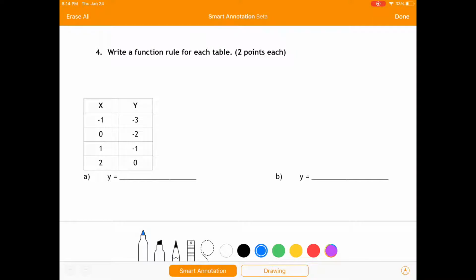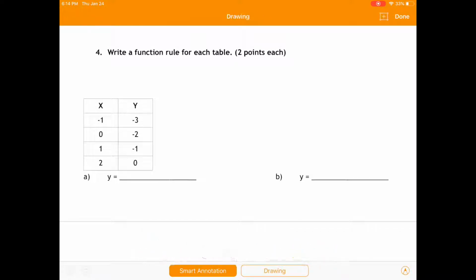What is a function rule for each table? This one you're going to do one of two things. Either you're going to use your calculator, or you're going to use the methods that we use by hand. So for the first, let's do it by hand. What are our x values counting by?